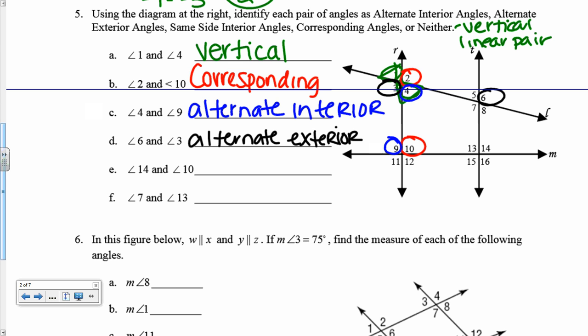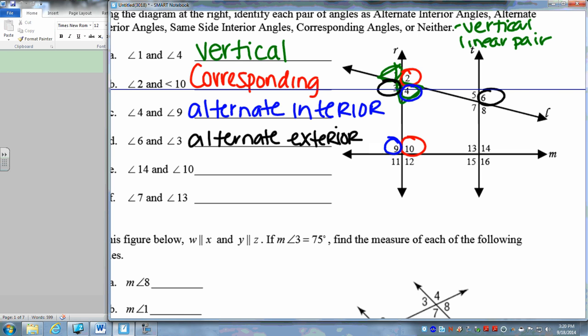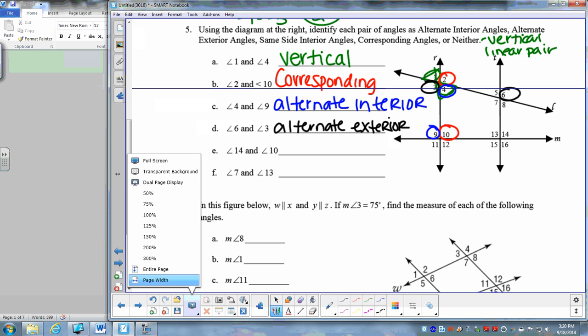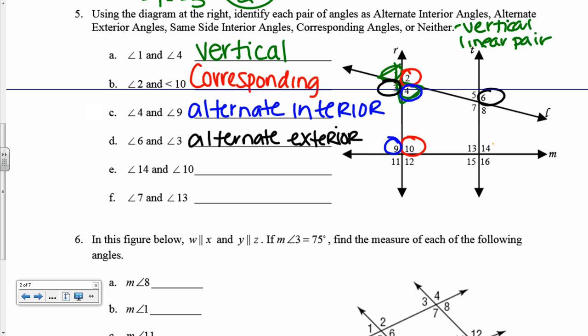14 and 10. All right. So 14 and 10. If I look at it with M as my transversal, they're both on the same side of my transversal. They're both on top of it. And then they're both on the right-hand side. So these are corresponding. They're in the same position on both lines.